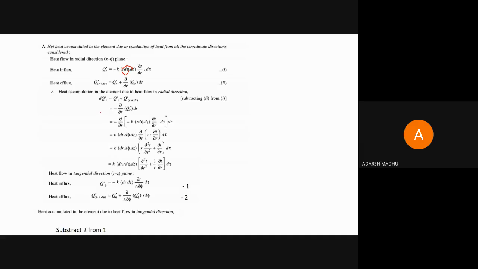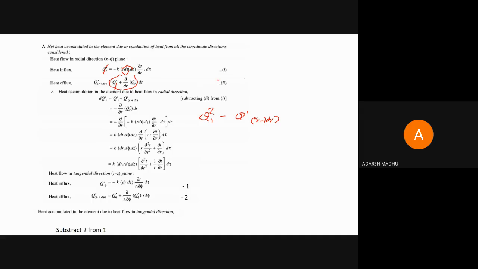So the heat accumulation in the element due to heat flow in that direction will be equal to heat influx minus heat efflux, heat input minus heat output. That is qr minus q at r plus dr. Here qr and qr get cancelled, and the term we get is the negative of the derivative term.